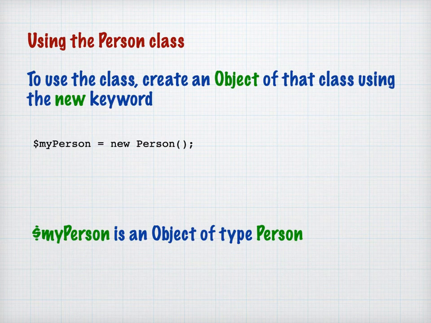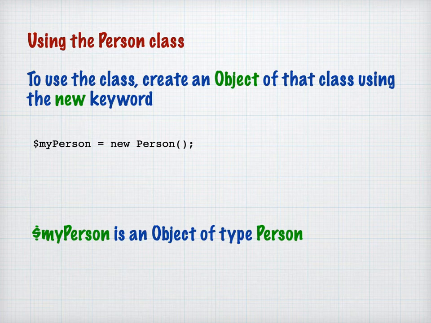Well, what we do is we create an object of that class. So the class is the design, is the template, the description of what that will actually be. And then to actually use that class, what we do is we create an object of that class. So we're going to create a person. So how do we do that?